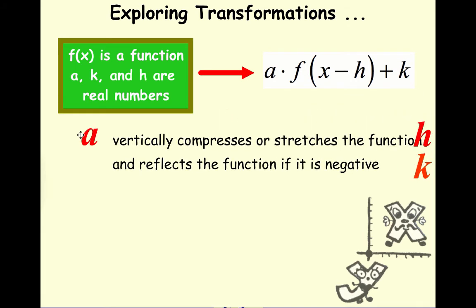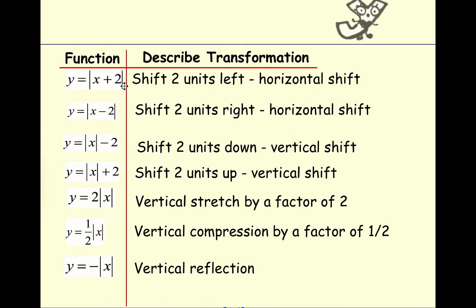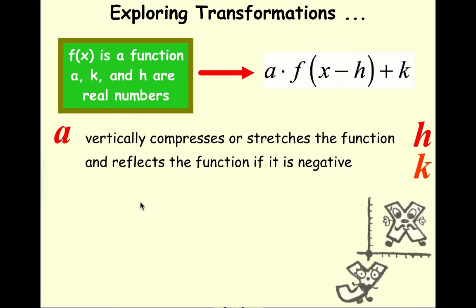So the number a, remember, it did two things. So going back over here, a is the number that was that coefficient. And this one, it's like y equals -1 times x. So when it's negative, it reflects it vertically. Then this number either stretched it or compressed it. So we would say that a vertically compresses or stretches the function, and it reflects the function if it is negative.